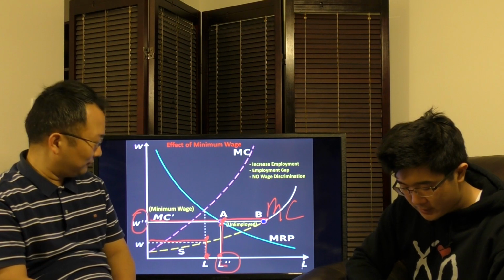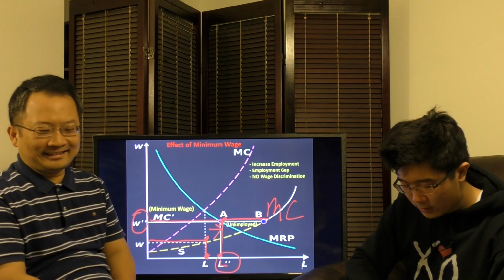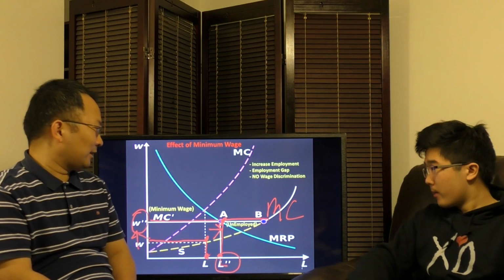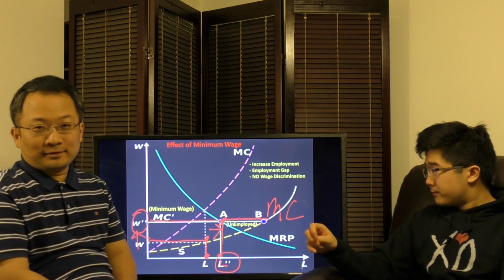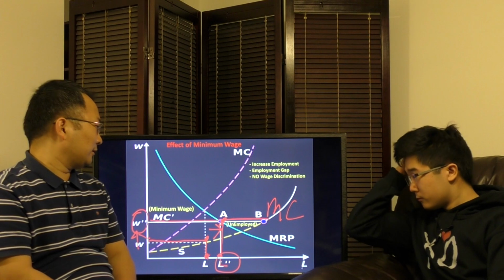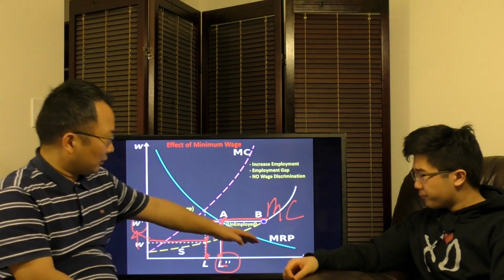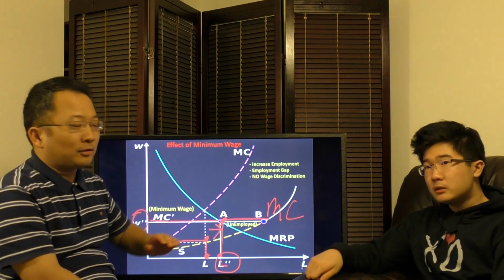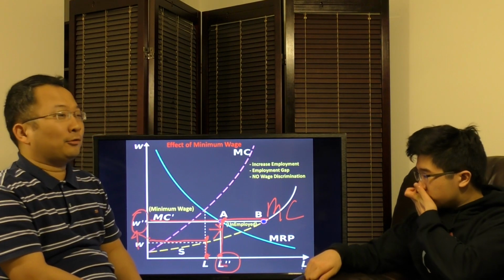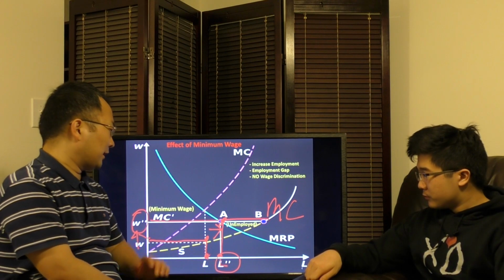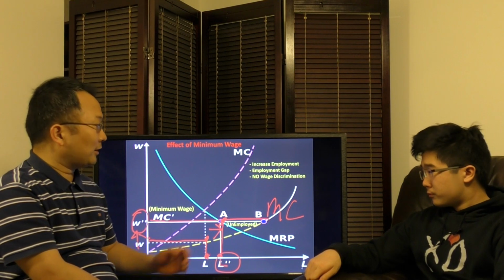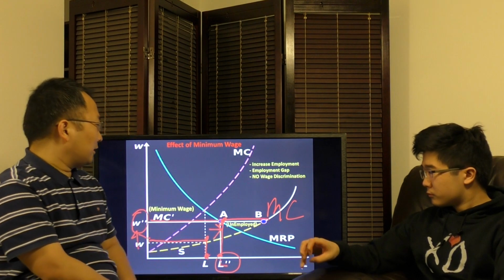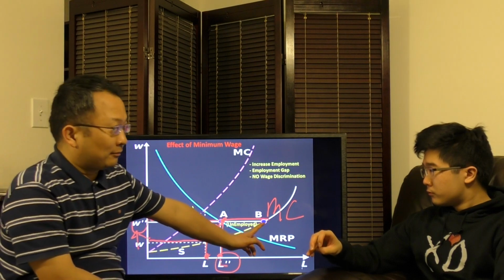And so we see here there's actually an increase in the amount of labor hired, and obviously also an increase in the wage, because the wage has been mandated. Based on the marginal revenue product, the demand curve, and the new marginal cost curve, the optimal hiring condition becomes L'. So employment has increased, but it's still less than point B, because point B is still the competitive market, right?